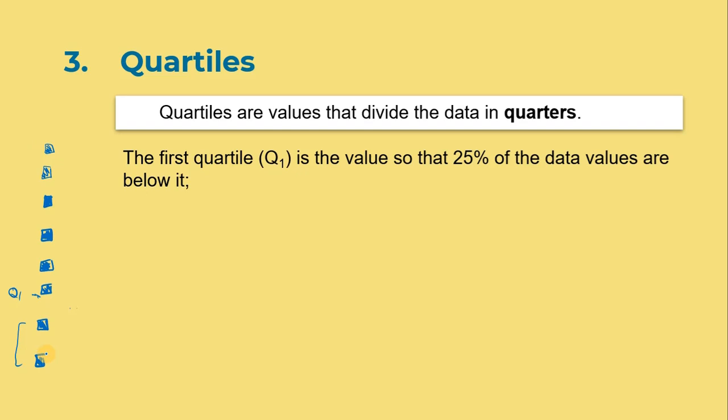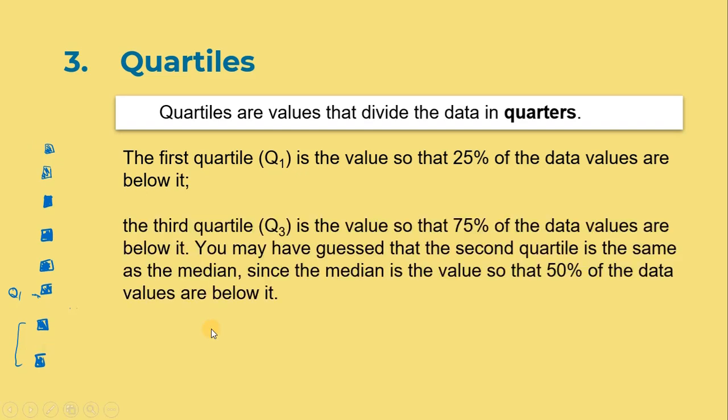Next, the third quartile is the value so that 75% of the data values are below it. So, diri dapita. So, Q3. Para igtanaw nimo ang nasa ubos niya kay 75%. So, quartile 3, third quartile.